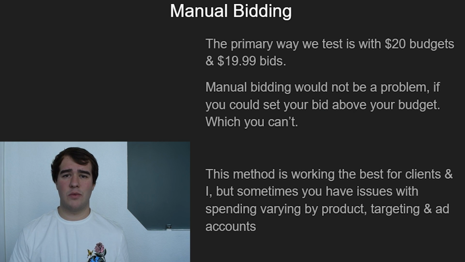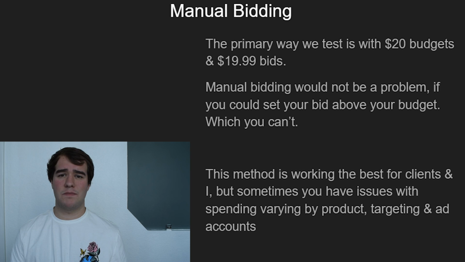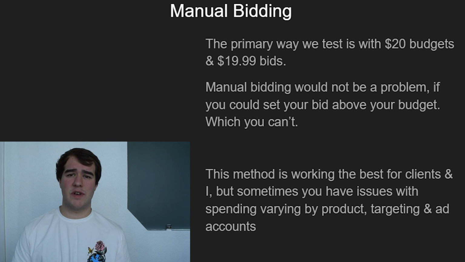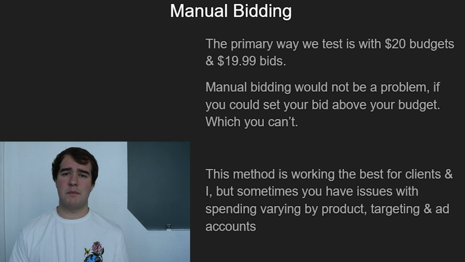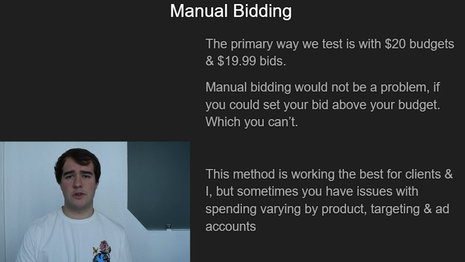The primary way that we do manual bidding is essentially with $20 budgets and a $19.99 bid. Now, a lot of people asked, why are you doing a $19.99 bid? And the answer is that you can only bid up to your daily budget. Our daily budget was 20, which is kind of the minimum daily budget. So we figured, let's just set the manual bid as high as we can. That way we run into as little spending issues as possible.